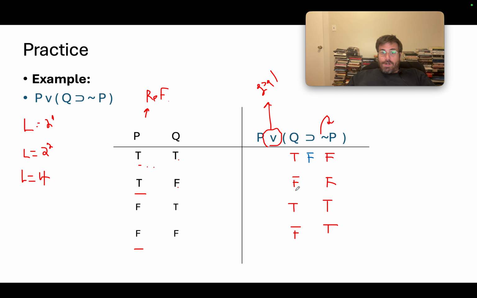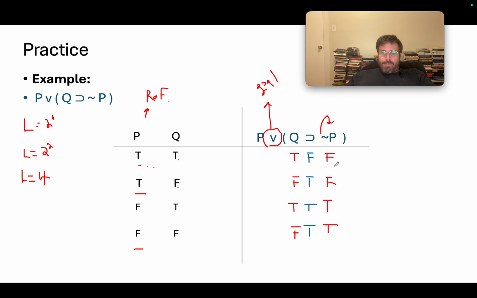On the second row, I have a false antecedent and a false consequent. So horseshoe is true. Remember, you can have a false antecedent and a false consequent, and the horseshoe is still true. It's just when you have a true antecedent and a false consequent. Then on the third row, I see that Q is true, our antecedent is true, and our consequent, not P, is true. So horseshoe is true on the third row. And finally, I have a false antecedent, Q, and a true consequent, not P. So horseshoe on the fourth row is true. So horseshoe is only false on the first row. That violates our rule where we have a true antecedent and a false consequent.